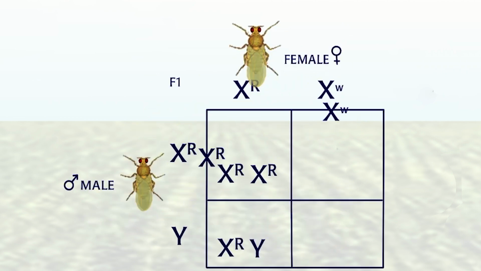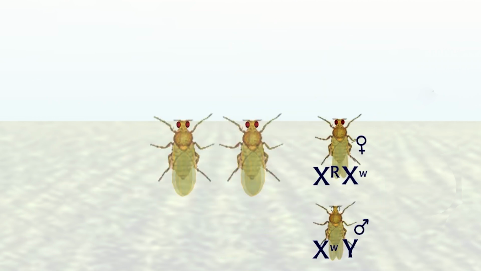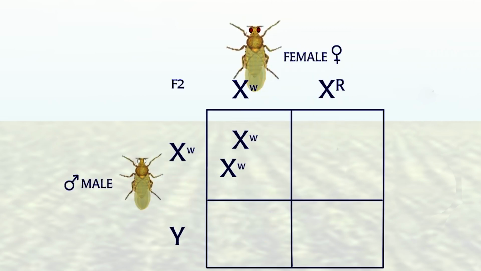He then crossed males and females from the first generation to each other. The white eye trait reappeared in the expected 3:1 Mendelian ratio for a recessive trait. However, only the males had white eyes. This suggested that the white eye trait is carried on the X chromosome. A Punnett Square predicts the same results.